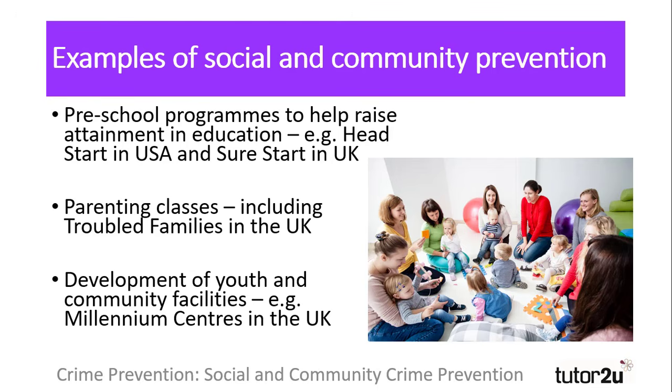Further examples of this early intervention were preschool programs to help raise attainment in education, for example Head Start in the USA and Sure Start in the UK. Under the coalition government, another early intervention scheme, comprising parenting classes, which was called Troubled Families, was launched to tackle lower class crime. However, this approach was dogged with controversy when it was declared that there were far lower success rates with the programme than the government had suggested.